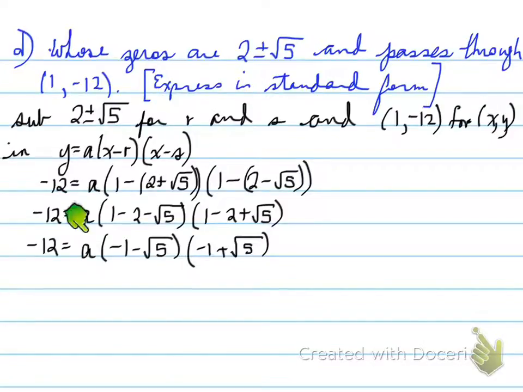That's usually a question that I get. 1 minus 2, guys, negative 1. 1 minus 2 over here, negative 1. That cannot combine with the root 5. That's what we end up with here.